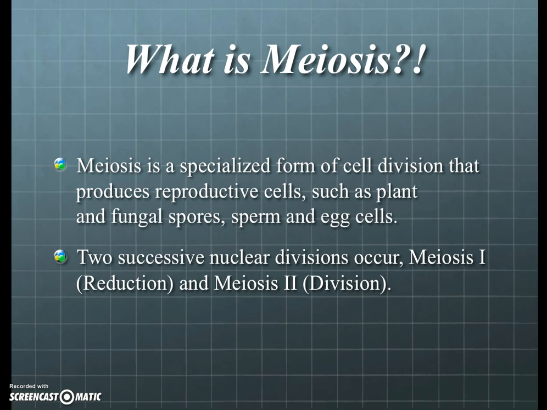The old name for meiosis used to be reduction and division because, as you can tell, meiosis 1 is reduction and meiosis 2 is division. Meiosis 1 reduces the ploidy level from 2n to n, while meiosis 2 divides the remaining set of chromosomes in a mitosis-like process, which is a cell division.